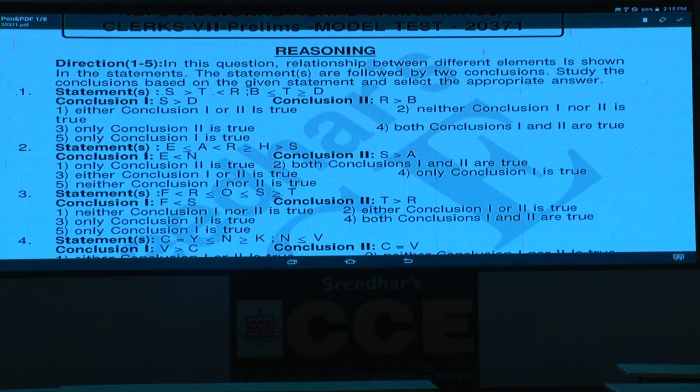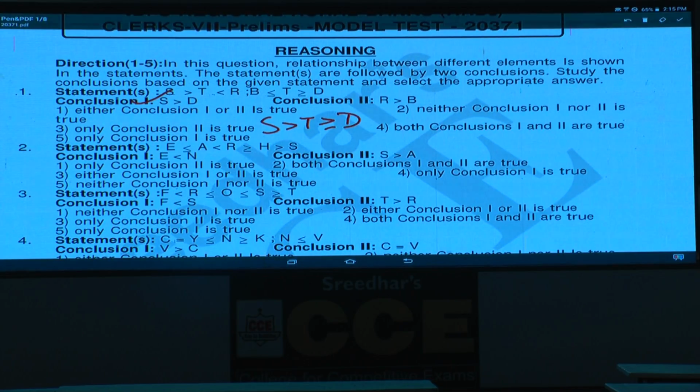Now in this question, numbers 1 to 5, these questions come under which category? Coded inequalities. Question number 1, S and D. What is the letter which is common between these two? S to T, T to D. S greater than T and T greater than or equals to D. Then what is the conclusion here? S greater than D, definitely true. Then what is the next one here?